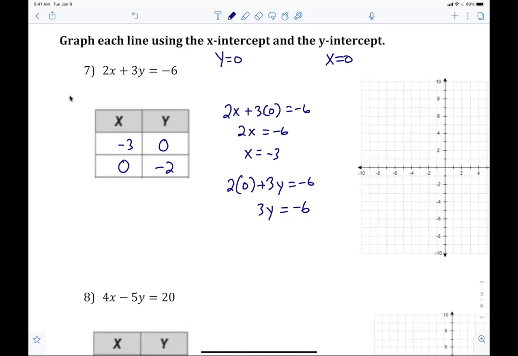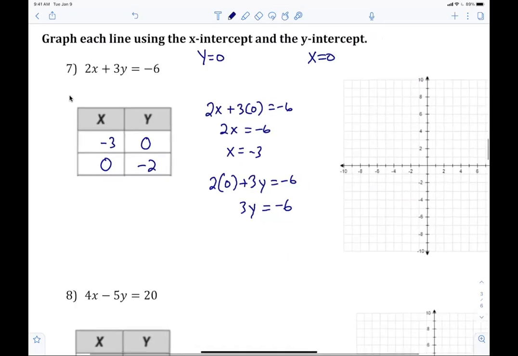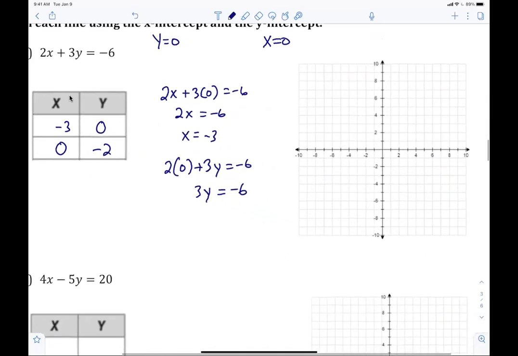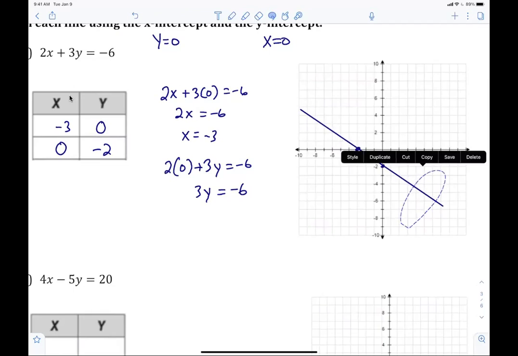What? If you have like a number in front of the x or y, if you just switch it, is it going to be the same? Well, we're going to talk about all that, I promise. So now everybody plot these points. -3, 0, 0, -2. And now you draw that line. And there's your line.